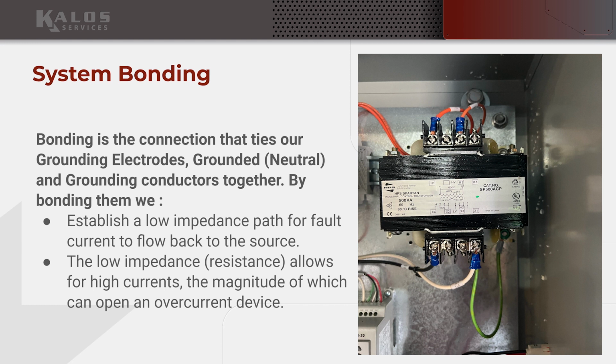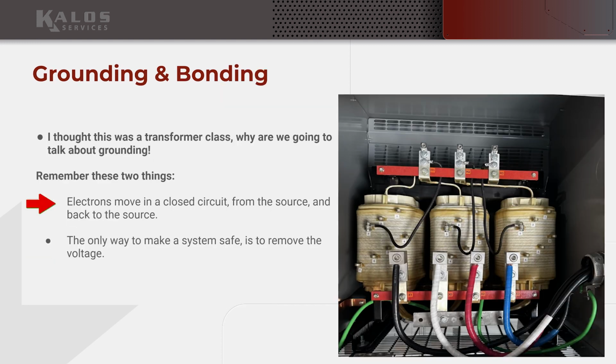If we see in this illustration, well, let me finish reading the slide here. The low impedance resistance allows for high currents, the magnitude of which can open an overcurrent device. Let me remember what I said. We want to remember two things: that electrons move in a closed circuit from the source and back to the source, and also that the only way to make a system safe is to remove the voltage. Right. So we have a photo here.